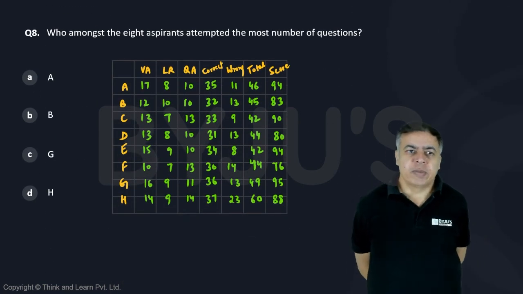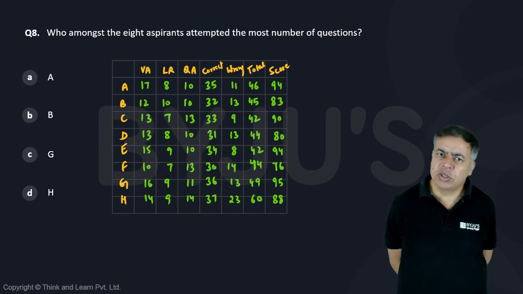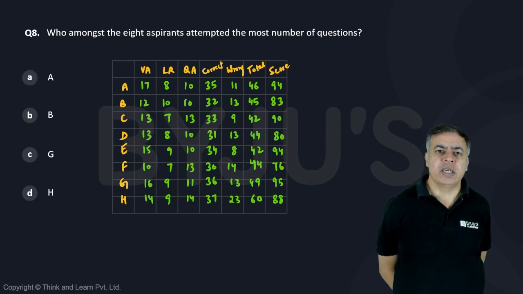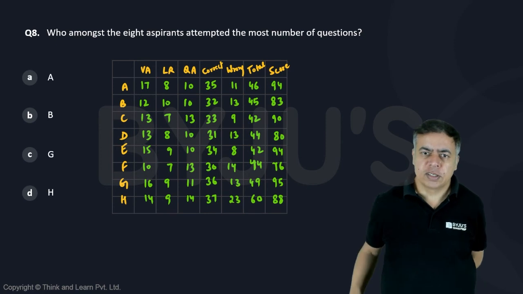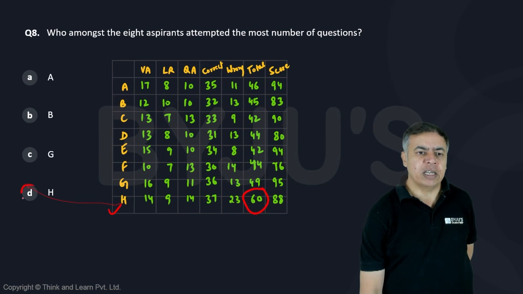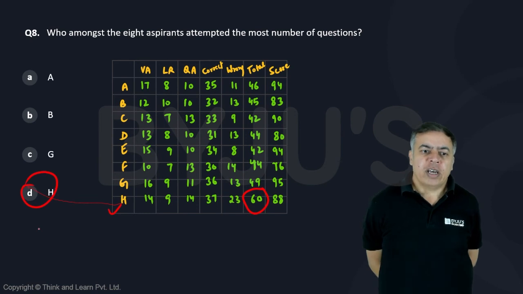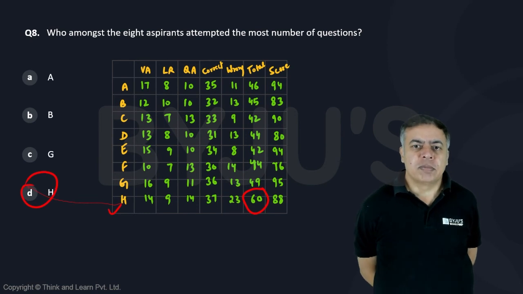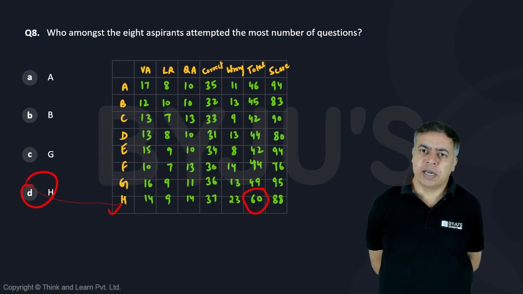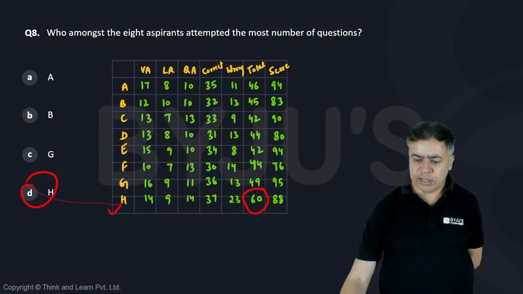So question number 8, based on this table only, that we have prepared from this set, you can answer clearly who among the 8 aspirants attempted the most number of questions. You can see that the most number of questions, 60, were attempted by H. So H attempted the maximum number of questions. Easy.